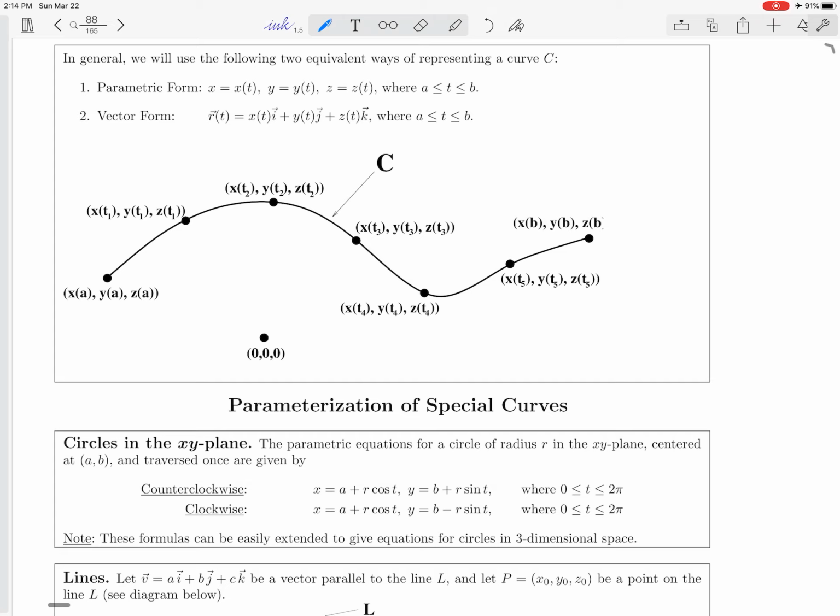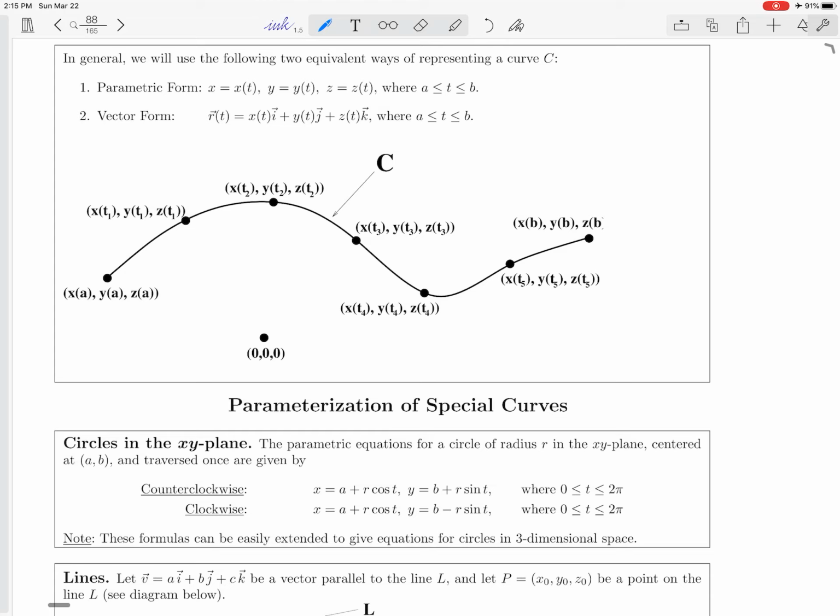So we've seen 5 or more examples of specific curves and their parametric equations, their parameterizations. In this video, we're going to generalize these special cases that we've looked at. So in general, there are 2 ways that are equivalent for representing a curve.